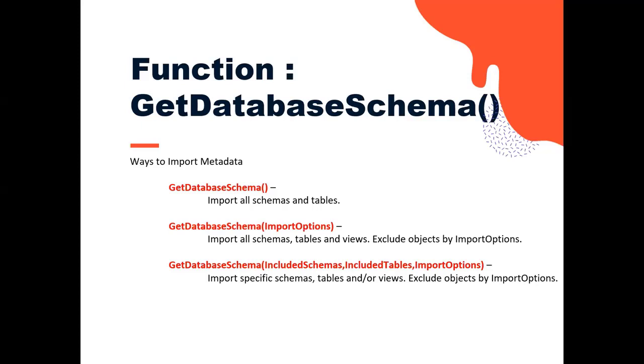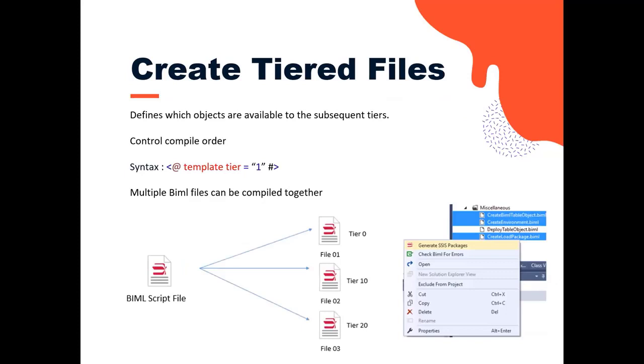Also, as I have mentioned earlier, we can exclude objects as well. In this case, I can define specific schemas or specific tables under those schemas. Then we can get only a specific set of metadata.